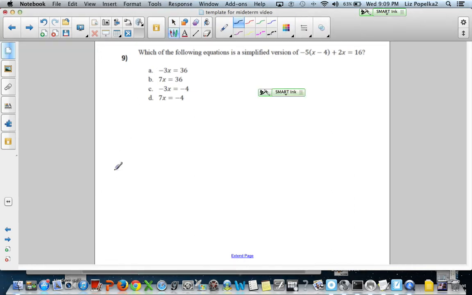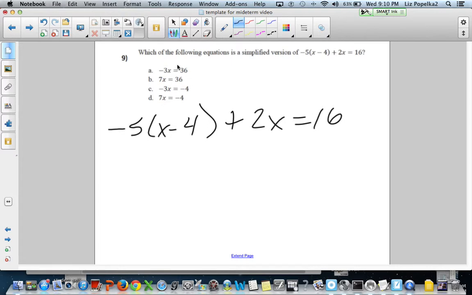Now for the advanced equation section of the midterm, please remember that you should be filling out your correction sheet as you go along. It says, which of the following equations is a simplified version of this equation? Remember, simplified just means that it's a little bit more simple. Doesn't necessarily mean that it's all the way solved.